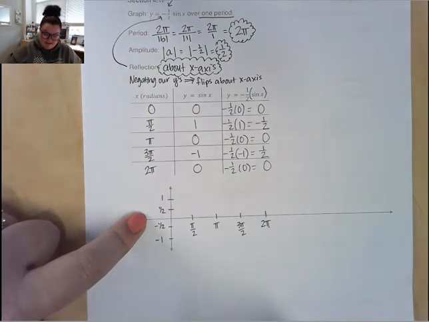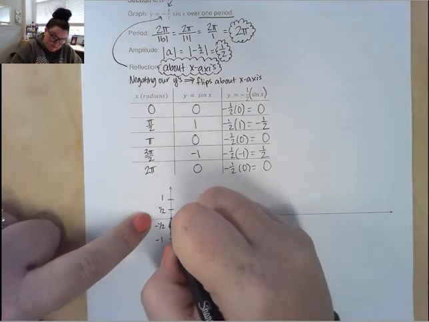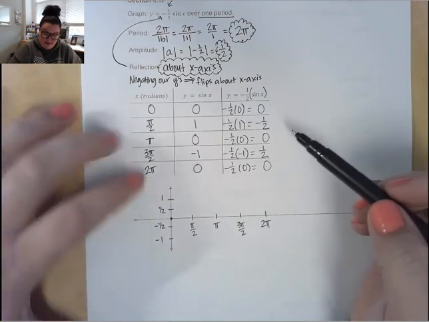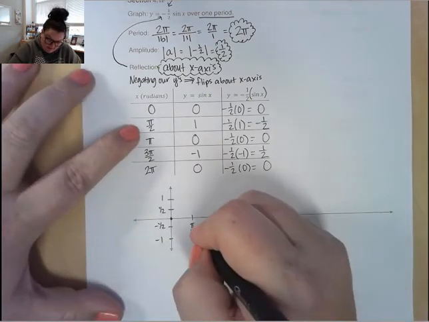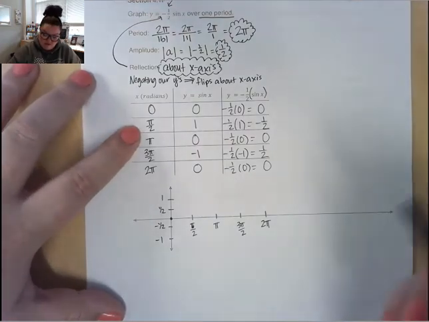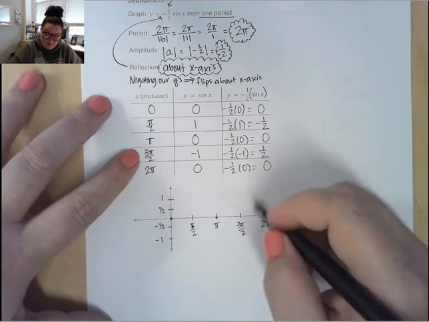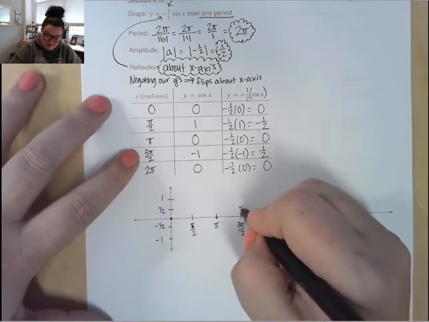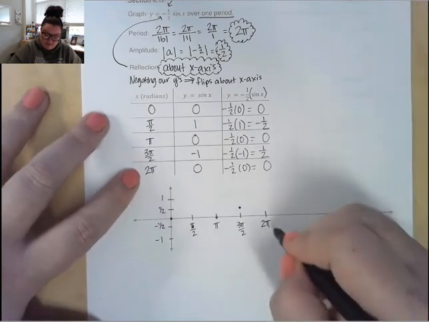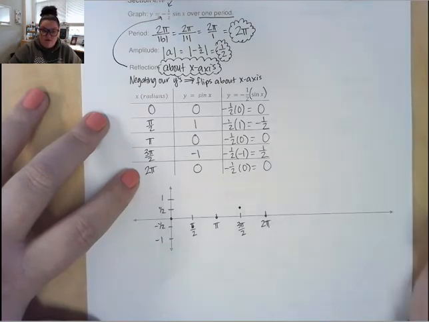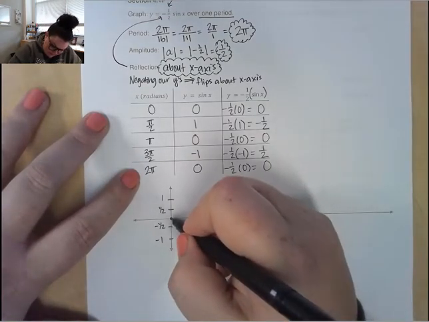All right, so at 0, we're at 0. At pi over 2, we're at -1/2. I'm going to just put my dot right there in the middle of it. At pi, we're back up at 0. 3 pi over 2, we're at +1/2. And at 2 pi, we're back down at 0. Okay, so we connect our dots.